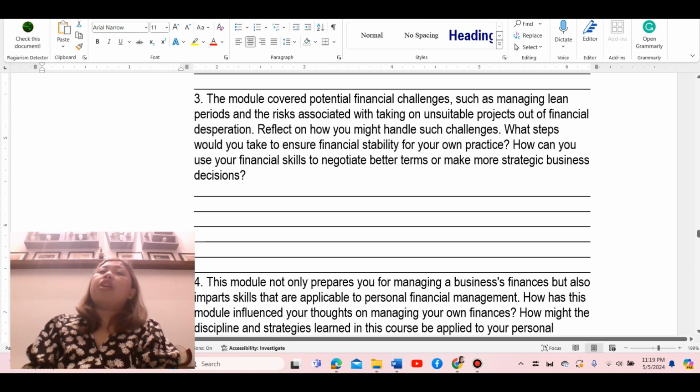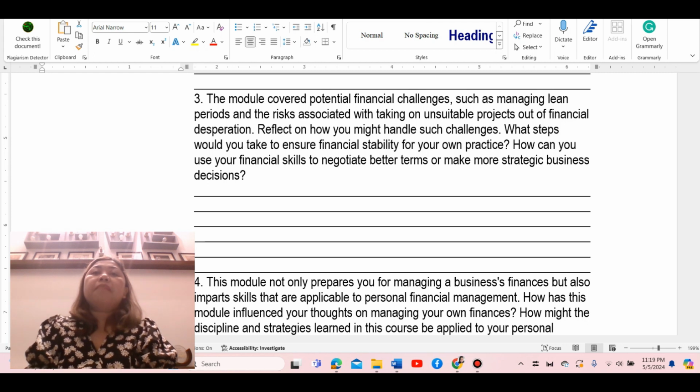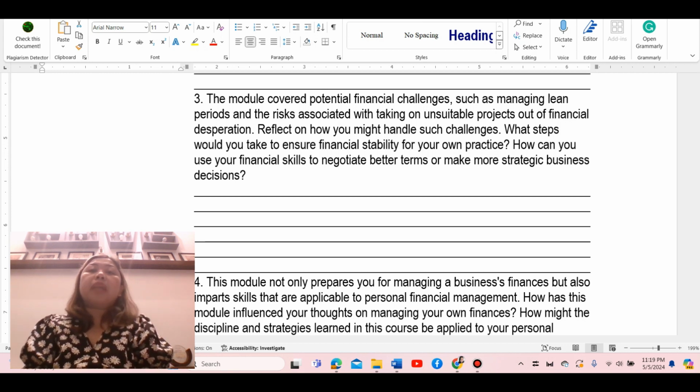Third, the module covered potential financial challenges such as managing lean periods and the risk associated with taking on unsuitable project out of financial desperation. Reflect on how you might handle such challenges. What steps would you take to ensure financial stability for your own practice? How can you use your financial skills to negotiate better terms or make more strategic business decisions?